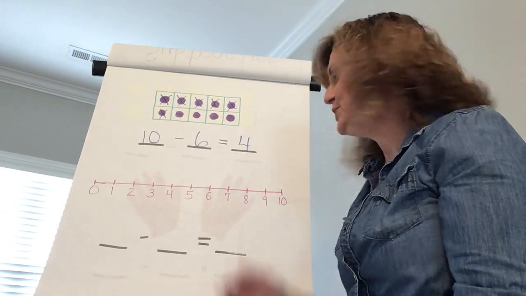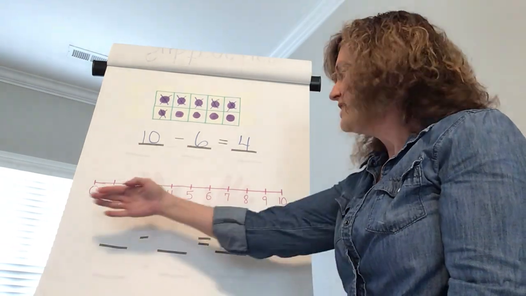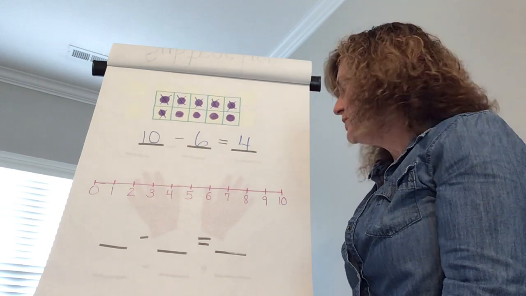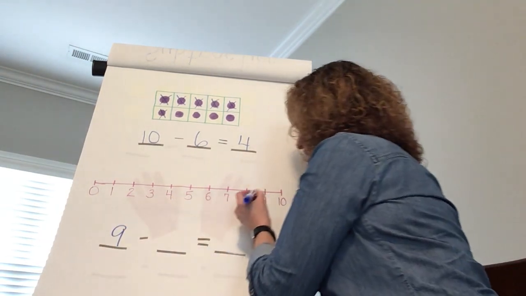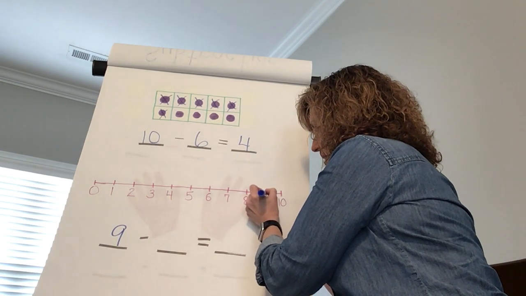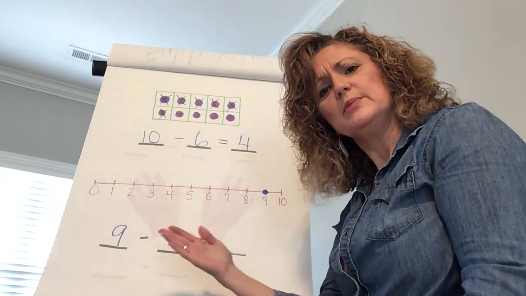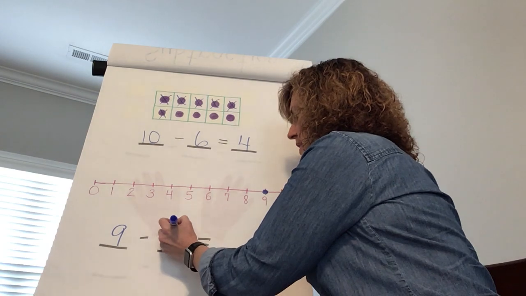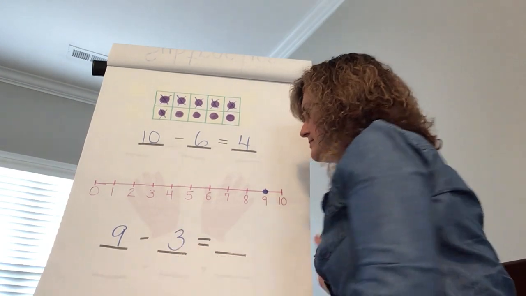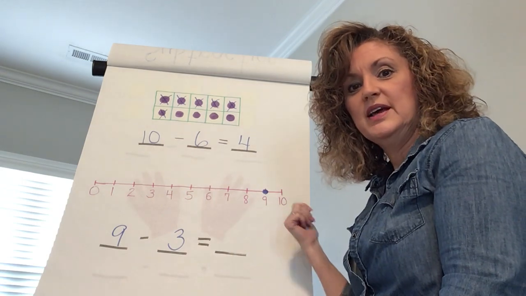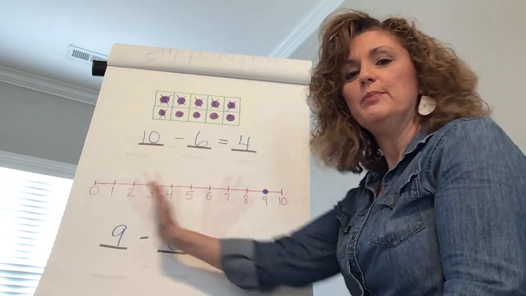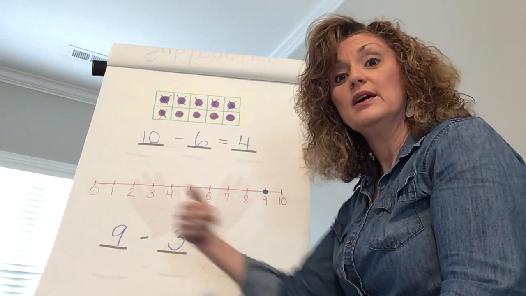Another strategy you can use is a number line. So I have a number line of 10 right here. So let's say I'm going to start with 9. So I'm going to put a dot on the number 9. Let's say from 9, I want to take away 3. So when I'm adding, I come forward on my number line. But when I'm subtracting, I'm going to go backwards on my number line because I'm taking away.